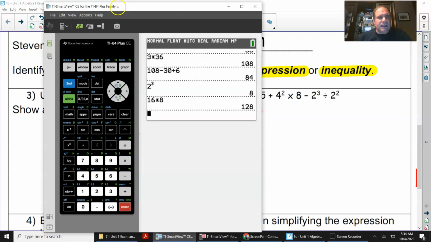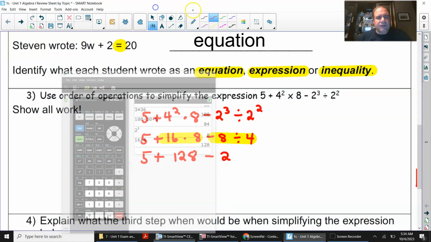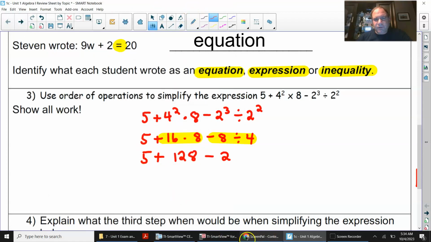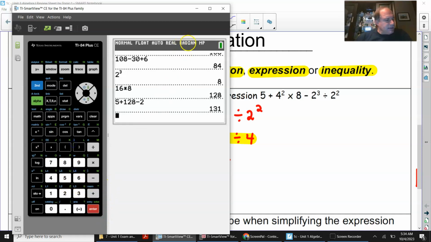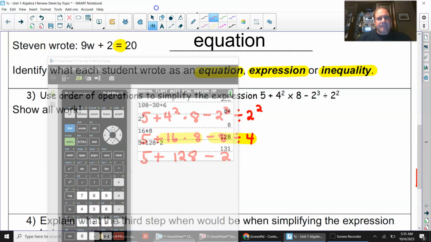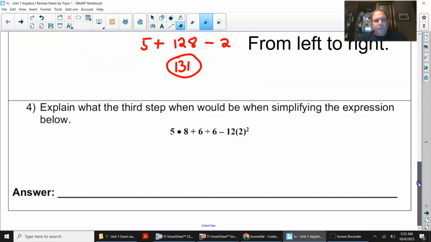subtraction, and I could use my calculator. So we have 5 plus 128 minus 2. And that's showing all your steps. And that is 131. And that's it.